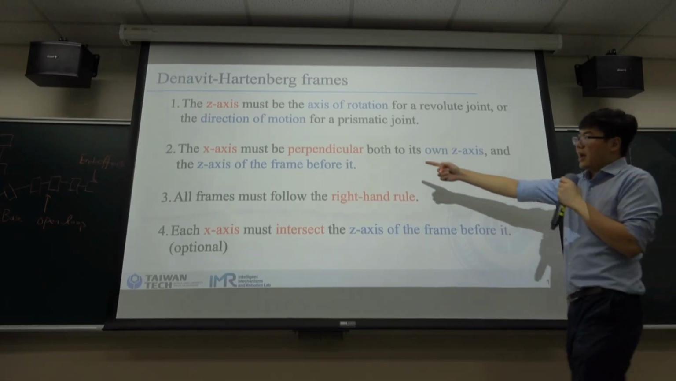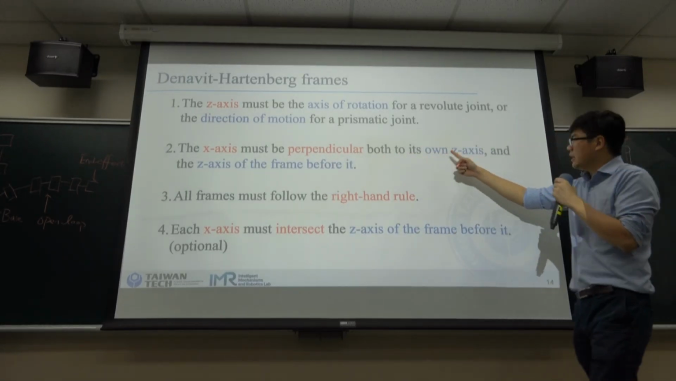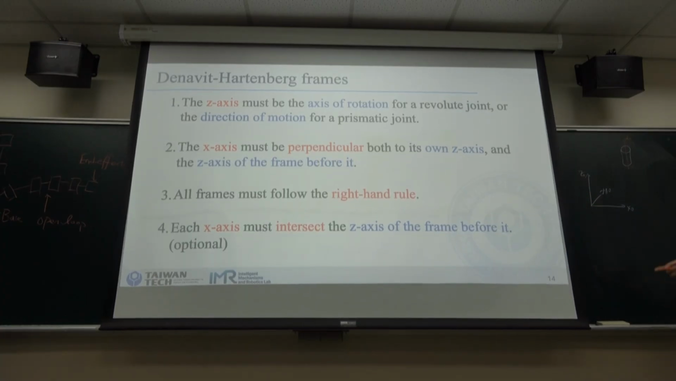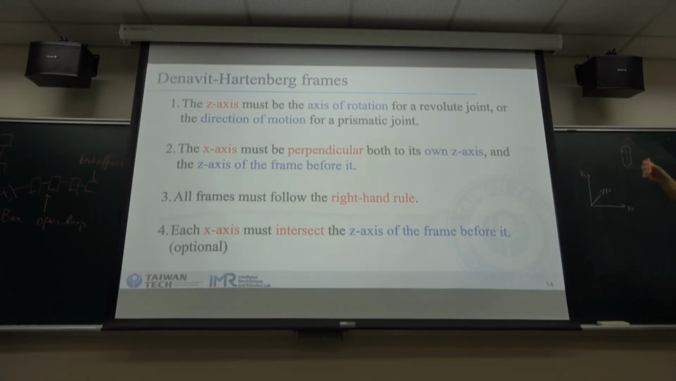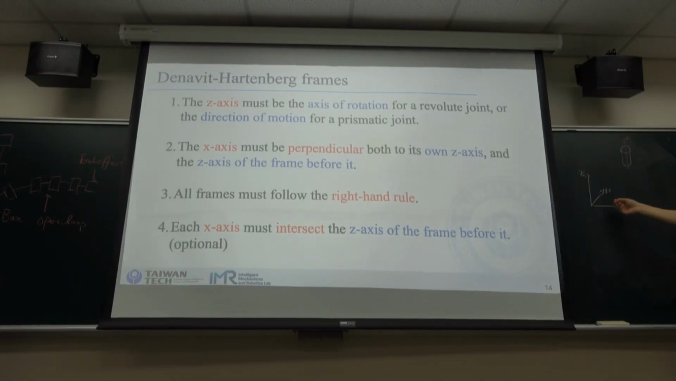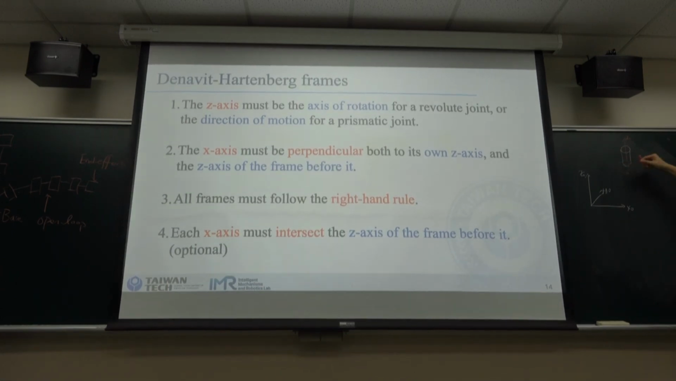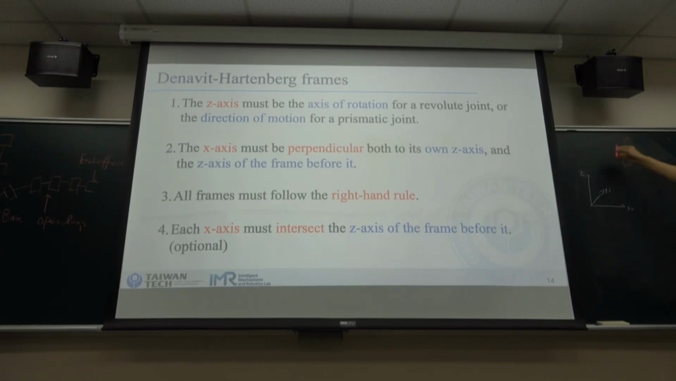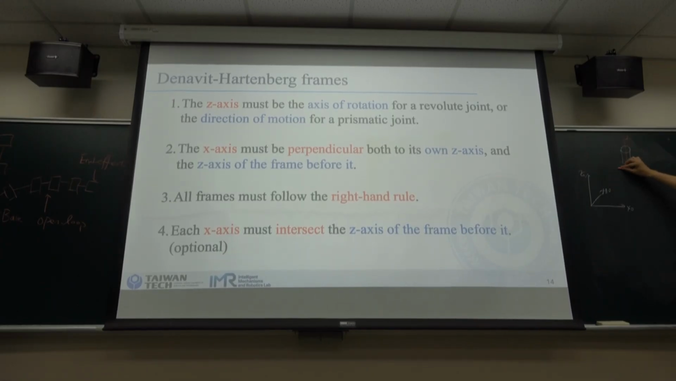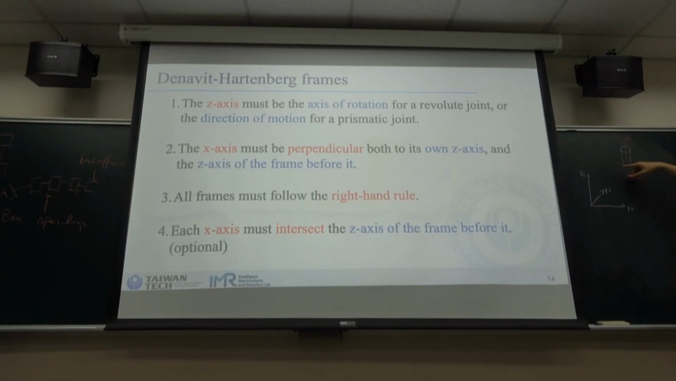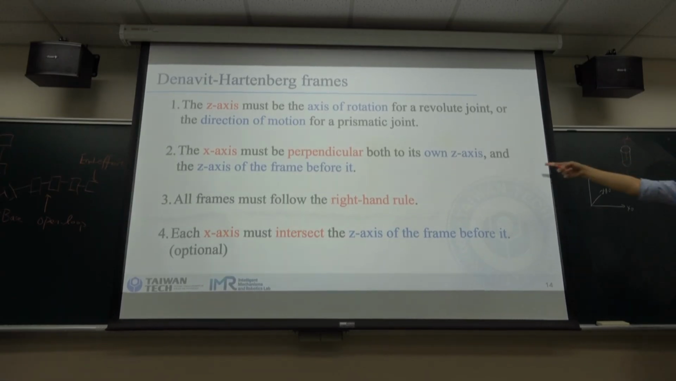And the x-axis must be perpendicular both to its own z-axis and the z-axis of the frame before it. So the z-axis is here, and before it, z0 and z1. So we have a lot of directions we can choose. On the xy plane, because these two axes are in the same direction, I think any direction you choose on the xy plane can satisfy this rule.